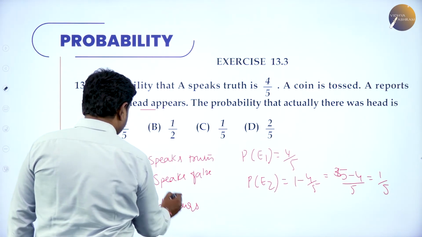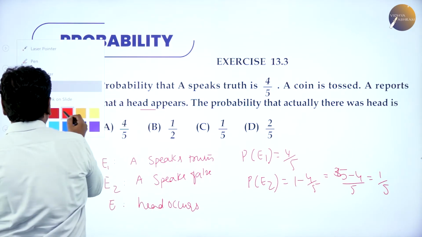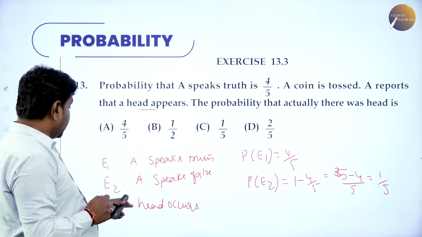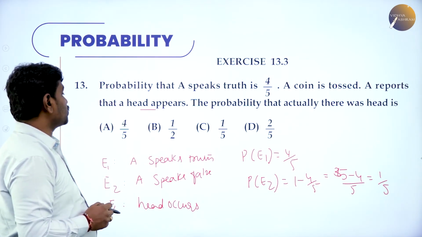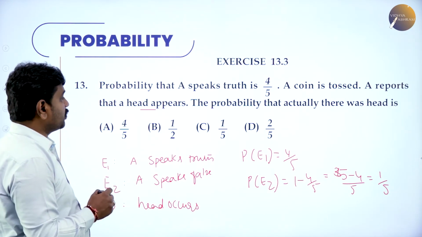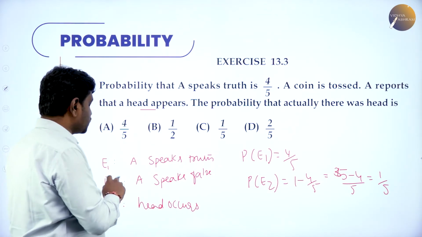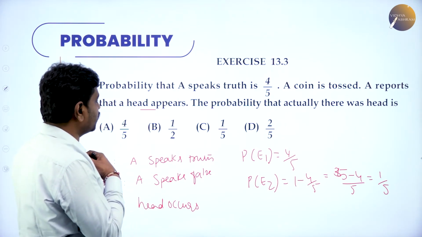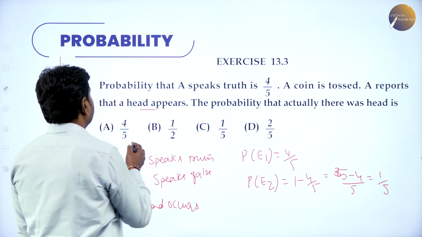Probability head occurs only, we'll assume head occurs. So how to read this now? P of E1 means probability of head occurs and A speaks truth. Head occurs and he speaks truth. What is the probability of head occurs and he speaks truth? Here really head has occurred and he is also telling truth. That is 4 by 5.